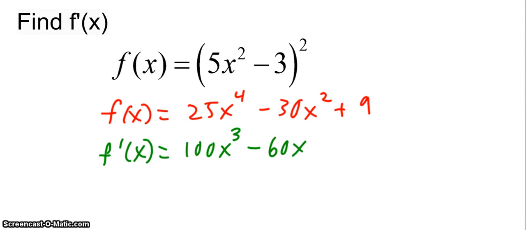Then for the derivative, I can do a simple power rule. Bring down the 4, subtract 1: 100x cubed minus 60x. So that's my derivative. Pretty straightforward. I don't need anything I don't already know how to do in order to find this derivative.